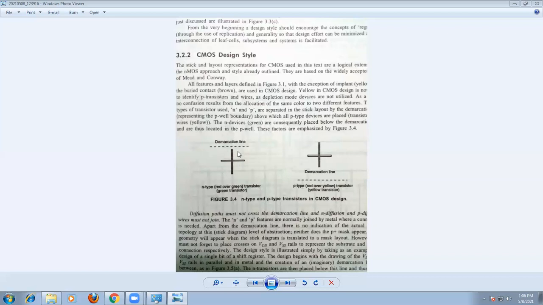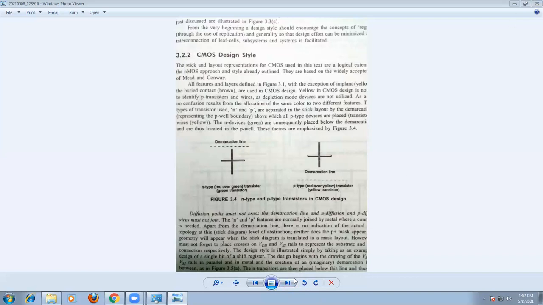No diffusion must cross the demarcation line, and N diffusion and P diffusion cannot join. No diffusion line will join. Remember that point; that is the most important thing in CMOS. These are the rules in the CMOS design style. Depending upon these rules, we can draw the stick diagram in the CMOS design style.